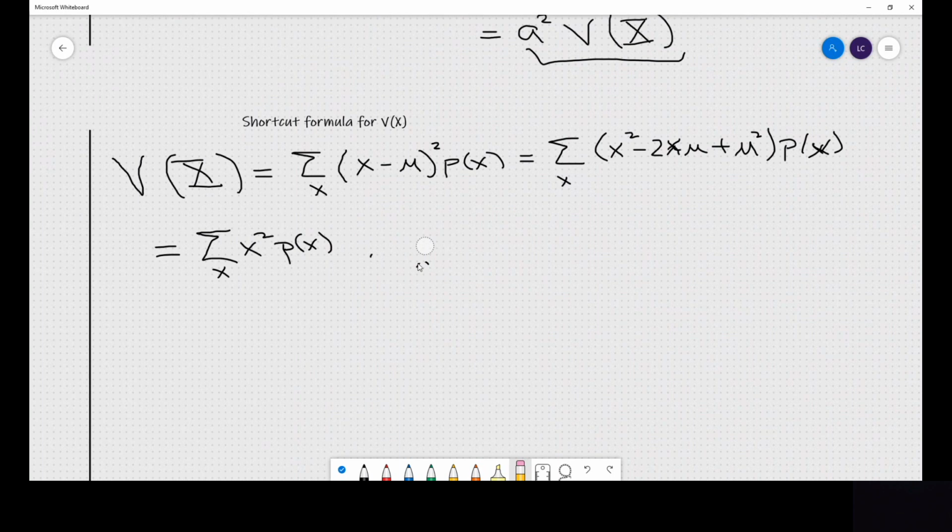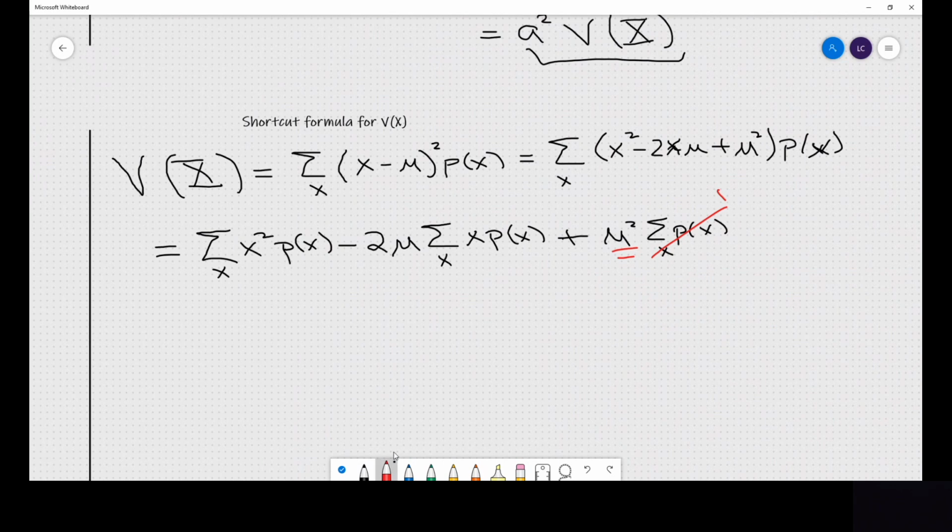It looks like garbage. So minus 2 mu summation of x times p of x plus mu squared sum of p of x. And we know already that's 1. We've already talked about that. So it just leaves me mu squared here.